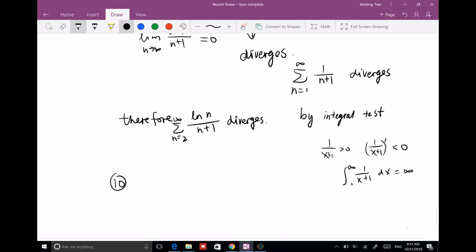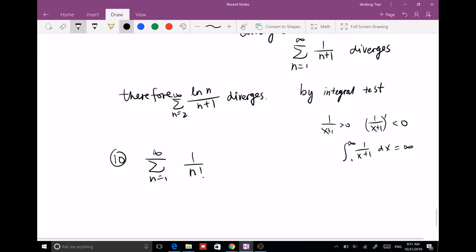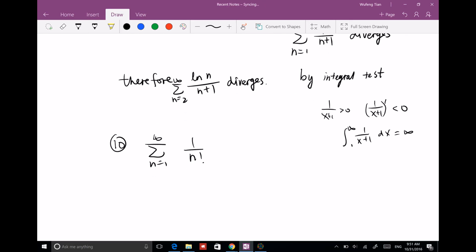All right, so the last one. The sum from n equals 1 to infinity of 1/n!. Does this one converge or diverge? Anyone? You compare this one with what? You're thinking what? Diverge. Okay. Why do you think 1/n! diverges? 1/n diverges, but 1/n! is n times n minus 1 times n minus 2.